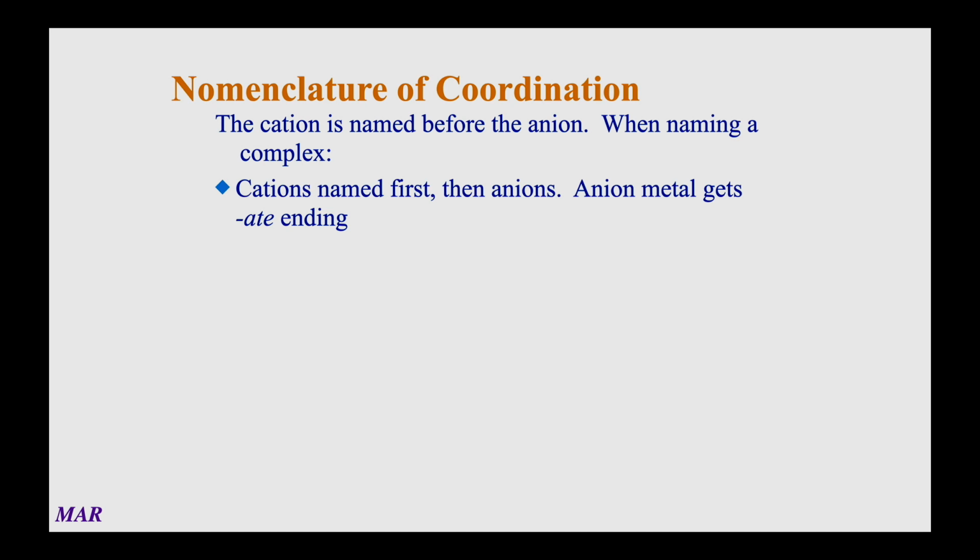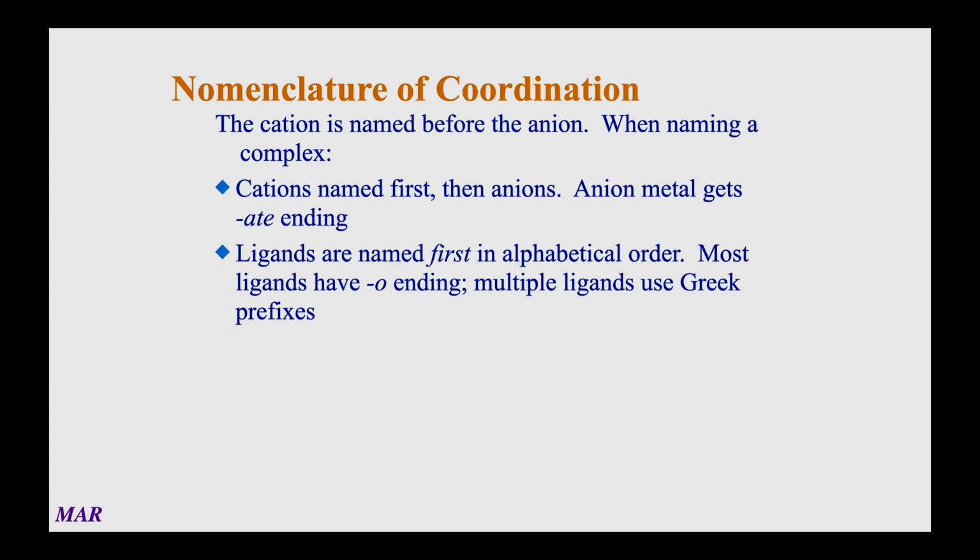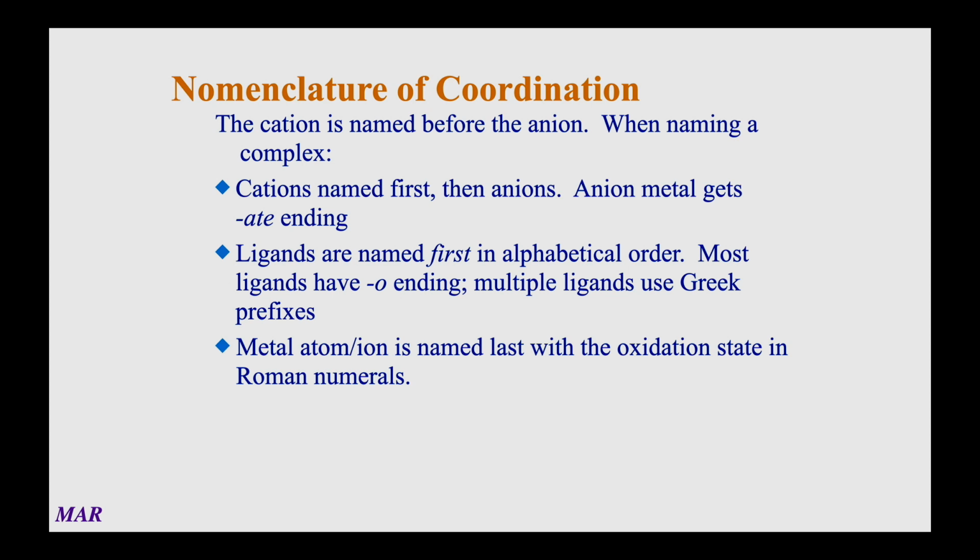This is kind of the boring rules part, okay? Ligands are named first in alphabetical order, so ligands before the metals, all right? Most ligands will have an -o ending, but if you have multiple ligands, you have to use Greek prefixes, di, tri, stuff like that. The metal atom or ion is always named last, and the metals always have the Roman numeral oxidation state following them. And that's not always the case in some of the compounds we've seen, but anyway, if you do need one, it does need to be included in these coordination compound nomenclature rules.